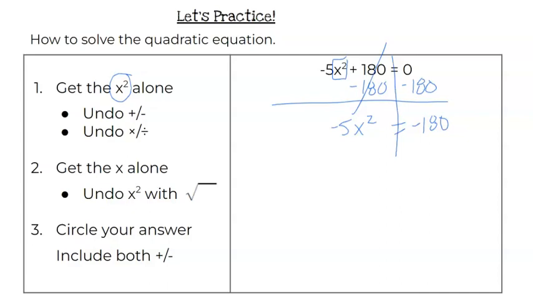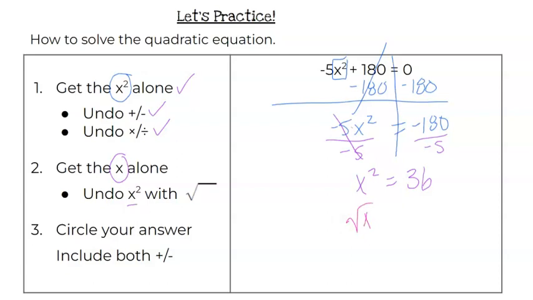And then next I'm going to undo the multiplication and division. So this multiplication here next to the x squared, that's times negative 5. We're going to undo that with divide by negative 5. So we get x squared equals negative 180 divided by negative 5. That would be positive 36. So we undid our addition and subtraction, undid our multiplication and division. The x squared is all by itself. So now we want to just get the x alone by undoing our x squared with the square root.